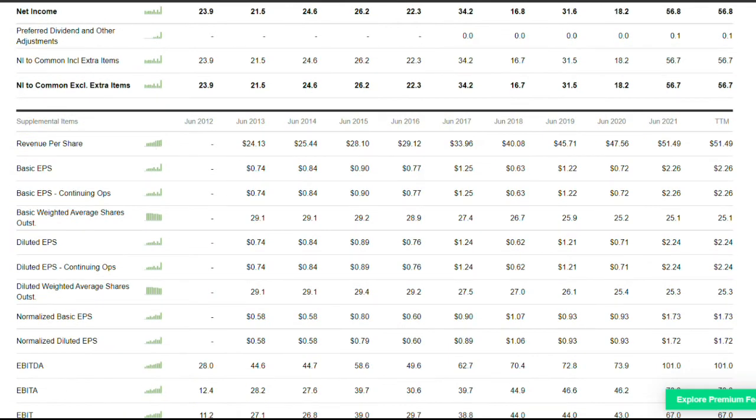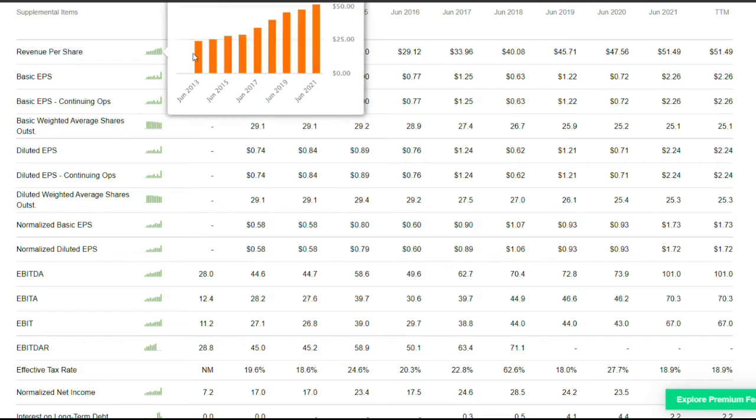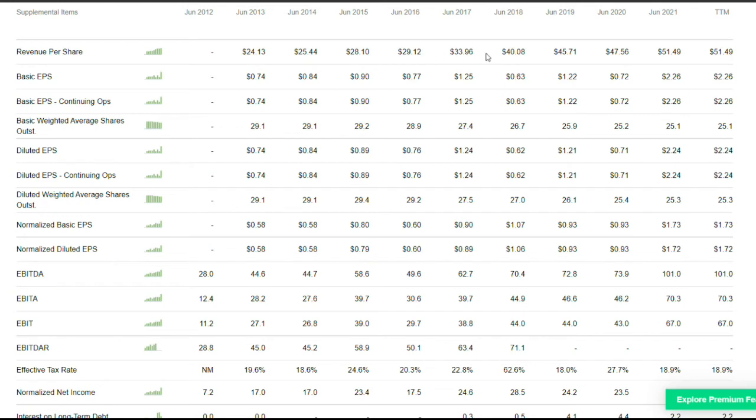Now moving on to the next part, which is very interesting and very important as well: revenue per share. This is the top line per share that the company is generating. As you can see, it has been going up over time. So the revenue per share is mentioned here and it has been going up over time.